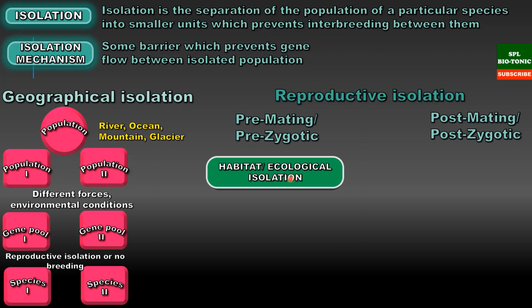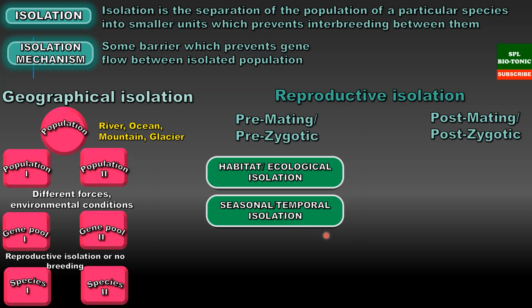The second is called seasonal or temporal isolation, where the two populations are present in the same geographical area, but there is a difference in the maturation period. Suppose one is having sexual reproduction during the early month of January and the second in the month of July. Due to differences in the breeding period, they are not able to come together for breeding. So this is called seasonal or temporal isolation.